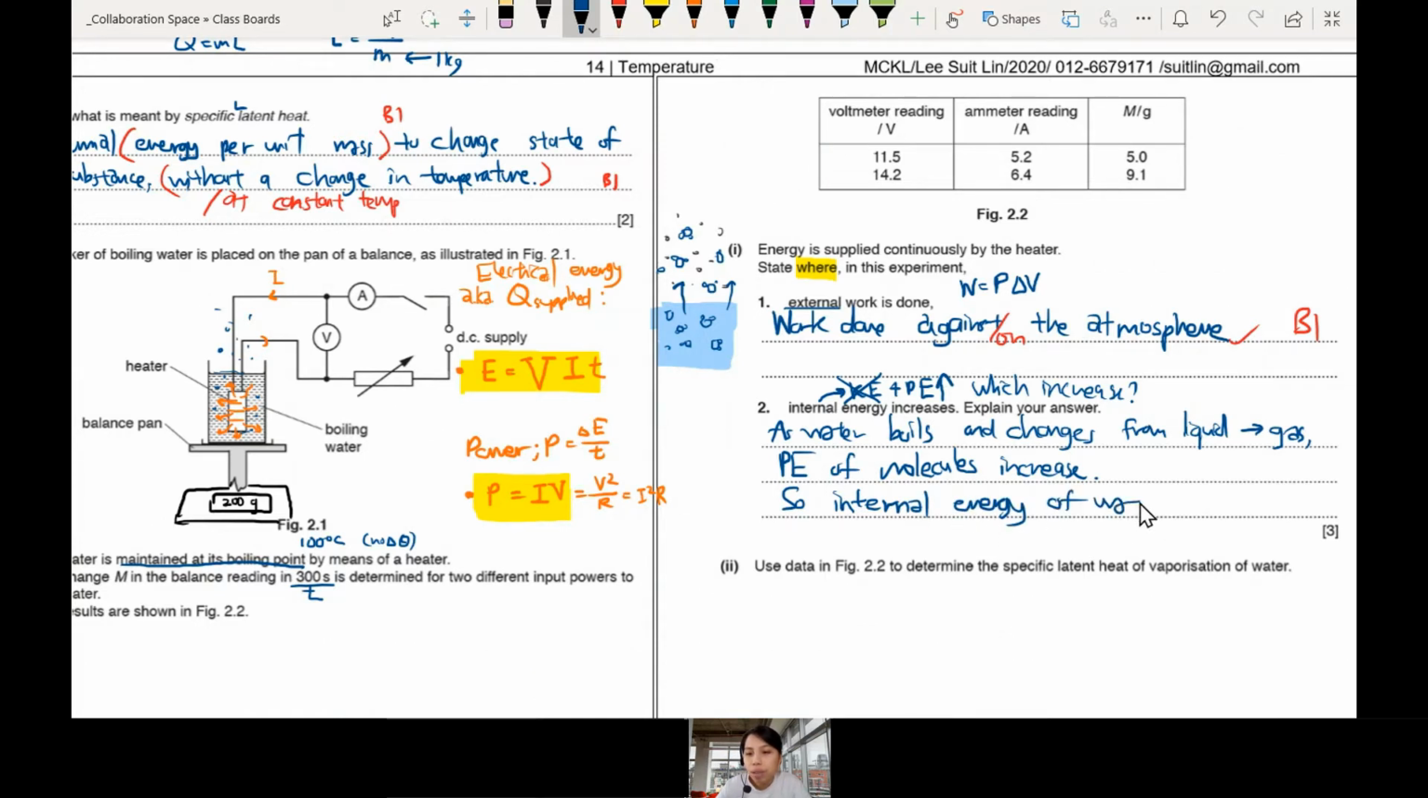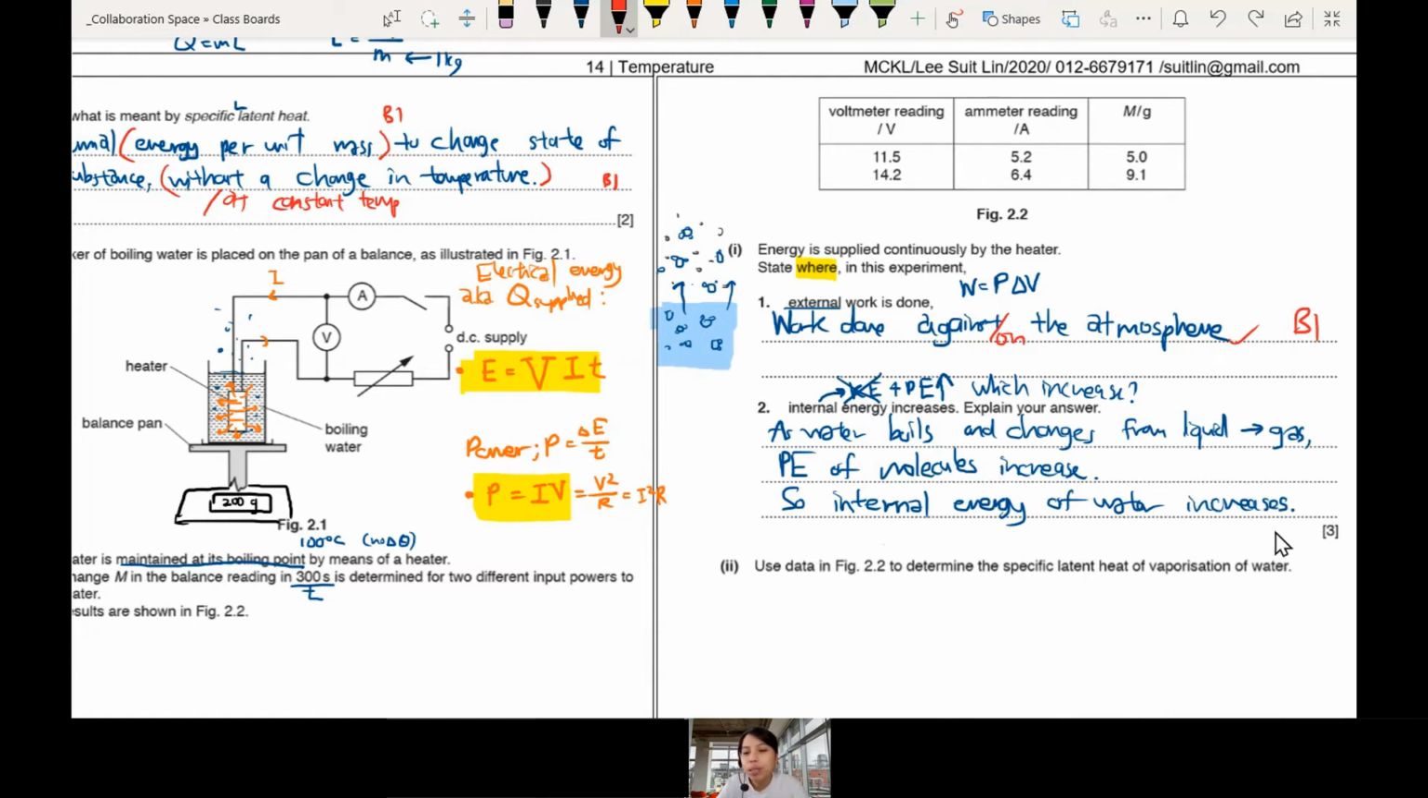Energy of water increases. There we go. So they ask you where internal energy increases, you say the water. So this one, internal energy of water increases. This is a key idea, but sadly no marks though, because they already say increases. So if you say increases again, they want you to explain, not state and explain. So we need to explain this.